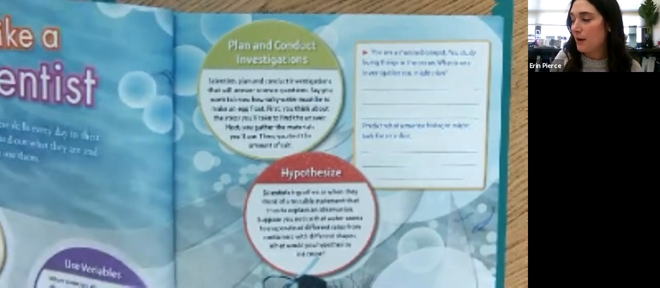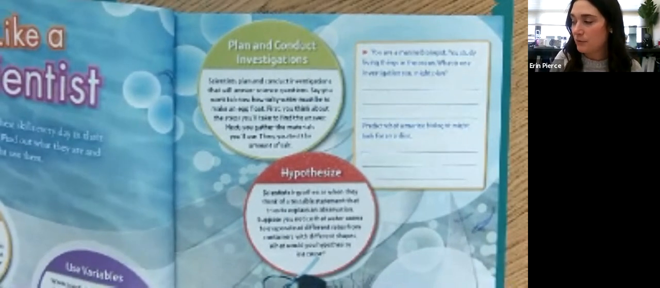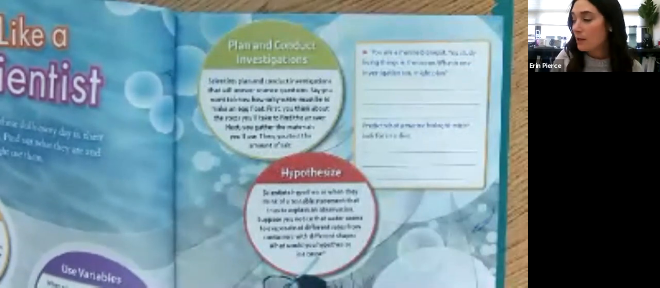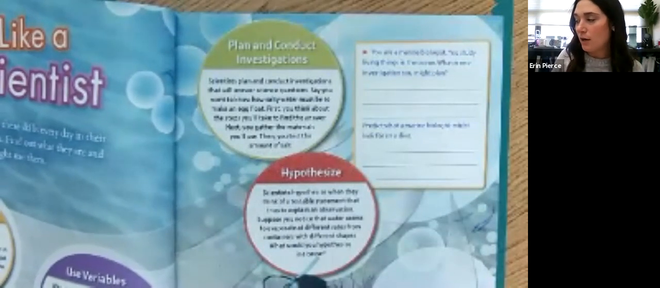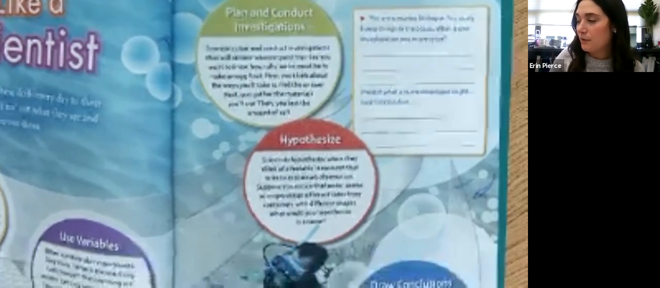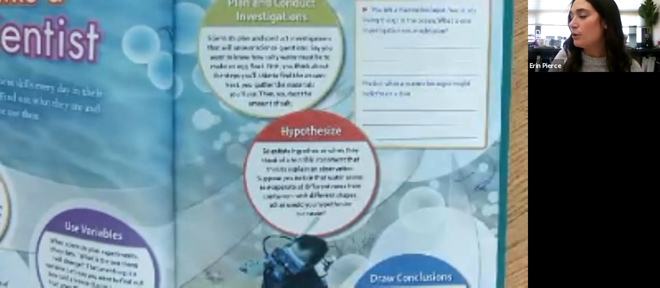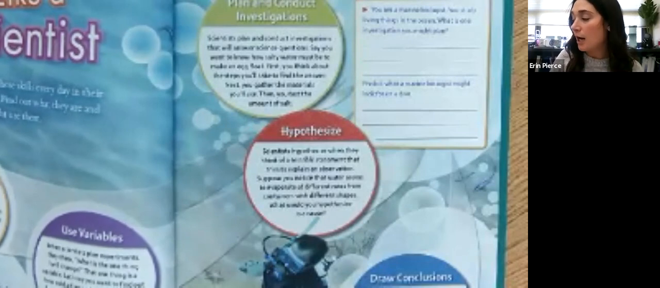Hypothesize. Scientists hypothesize when they think of a testable statement that tries to explain an observation. Suppose you notice that water seems to evaporate at different rates from containers with different shapes. What would you hypothesize is a cause?